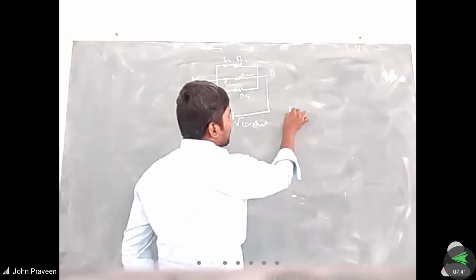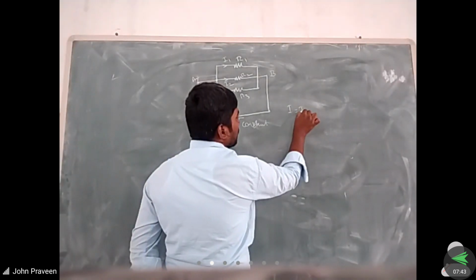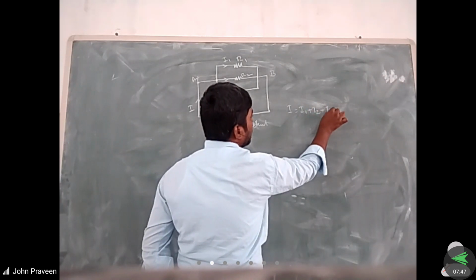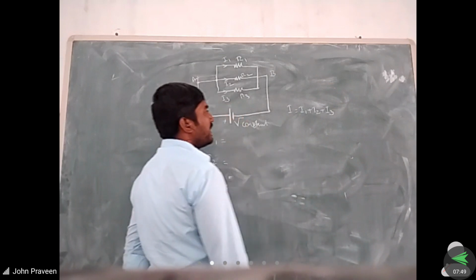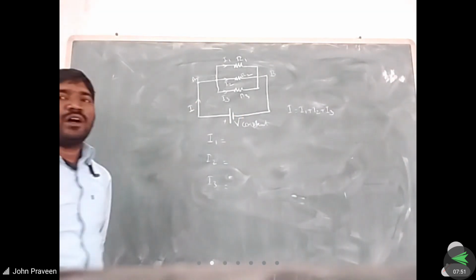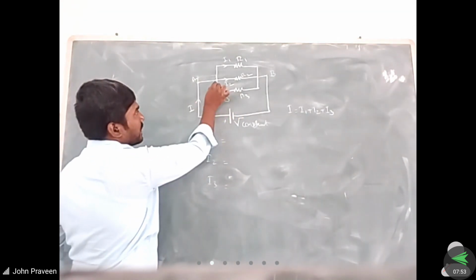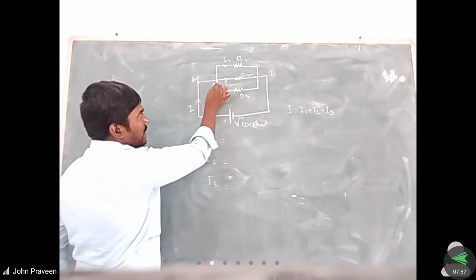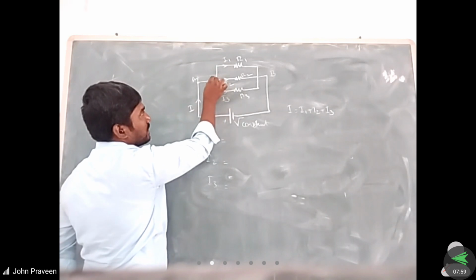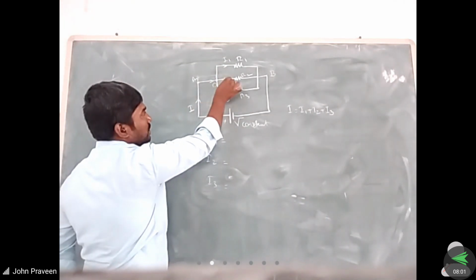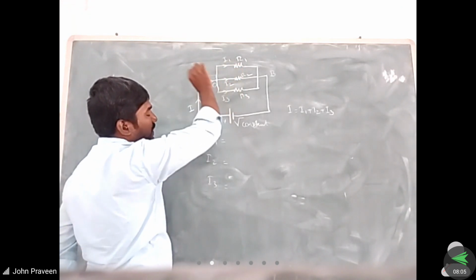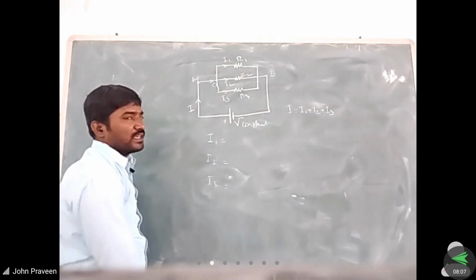At the same time, I is equal to the summation of the total currents. According to the KCL, the incoming current is equal to the outgoing current. Just we are assuming it is a node O. What is the entering current? I is equal to leaving. The entering is equal to leaving. So I is equal to I1 plus I2 plus I3. That is the summation we are getting here.